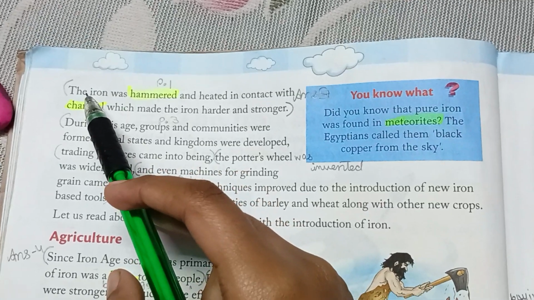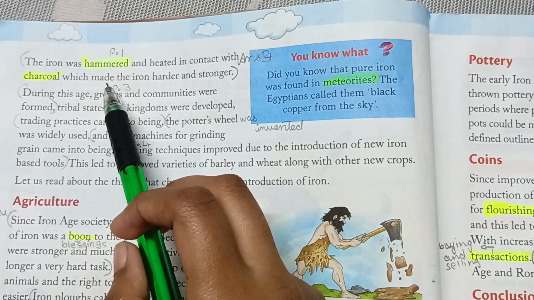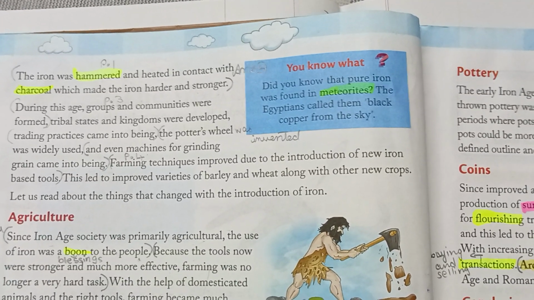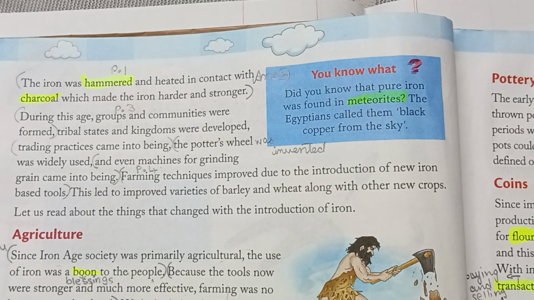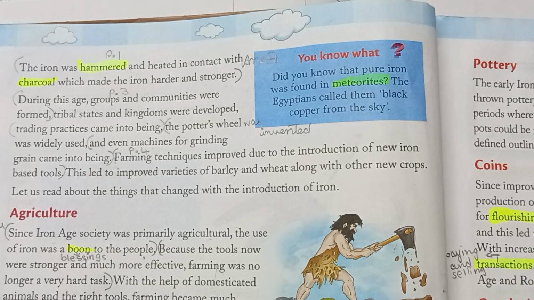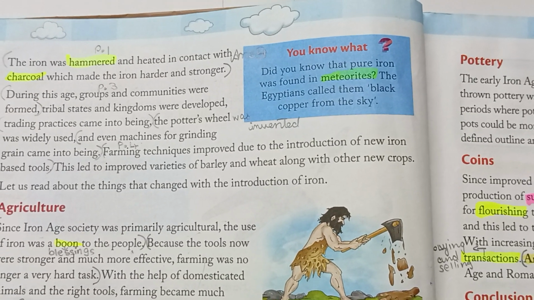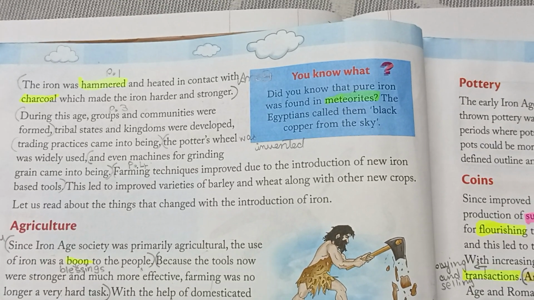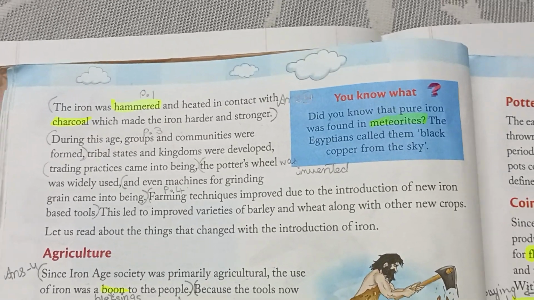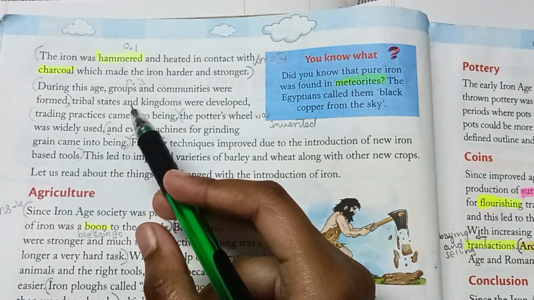The iron was hammered and heated in contact with charcoal, which made the iron harder and stronger. Now, if the iron is not hammered, if it is not beaten, then how will it be used to make different materials? That is why it was hammered. And then it was heated in contact with charcoal. Why was it heated with charcoal? It was heated with charcoal to make iron strong.